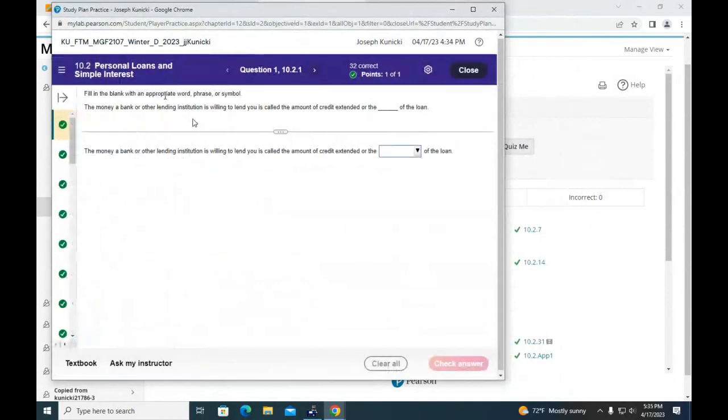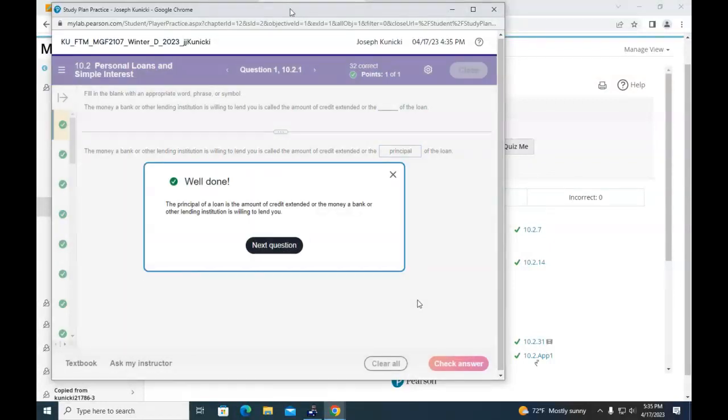The money that a bank or other lending institution is willing to lend you is called what? Or the amount of credit, if you want to call it that. It's called, which one is it? Who knows? Can you see it? Principal, there you go. So that's going to be P. Might as well start writing some of these down.